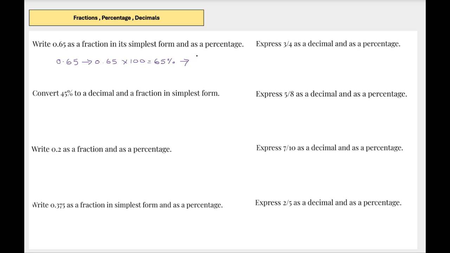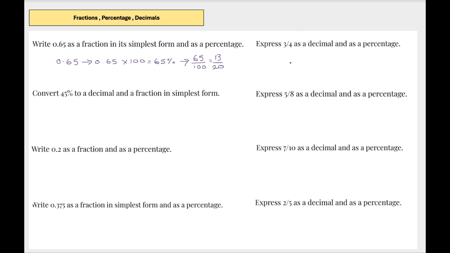So to do that, I'm going to get my 65 and I'm going to divide it by 100. Can we simplify it? Yes, we can. And that comes to 13 over 20. It's as simple as that.